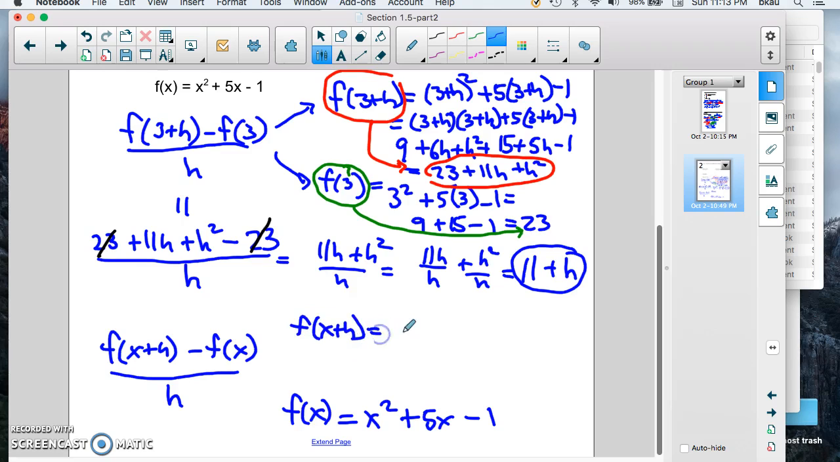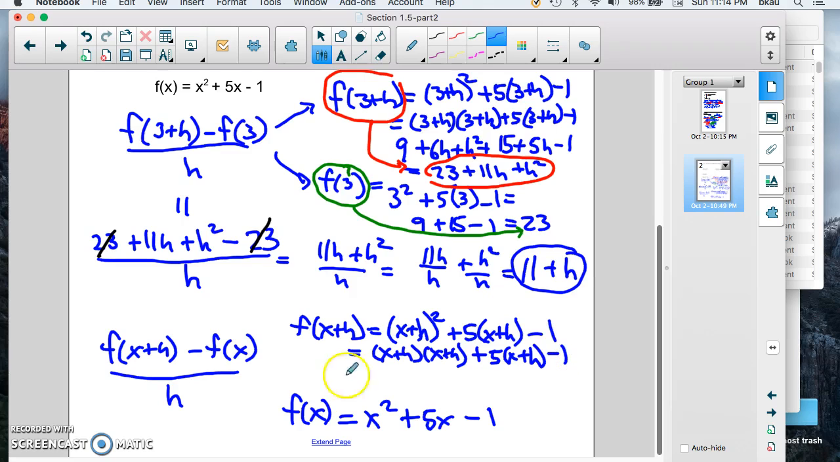And so we need to plug in the x plus h, just like we plugged in 3 plus h into the function: x plus h squared plus 5 times x plus h minus 1. And we're going to evaluate this in the same way. We're going to do our FOIL on this first term, and we're going to evaluate the rest of this distributive property.